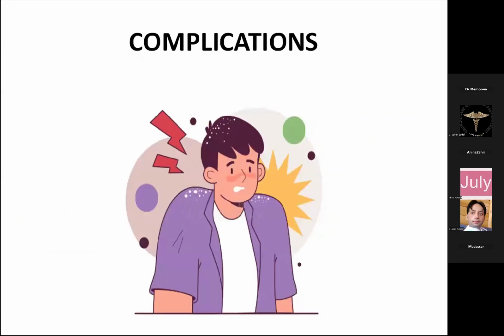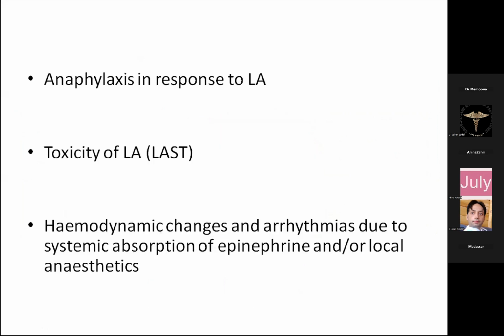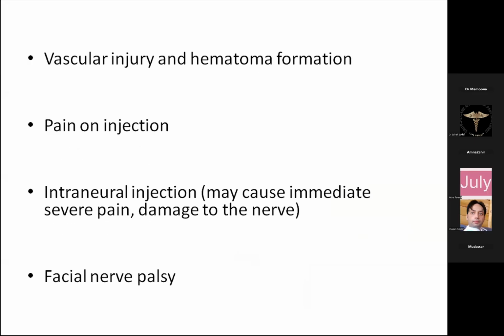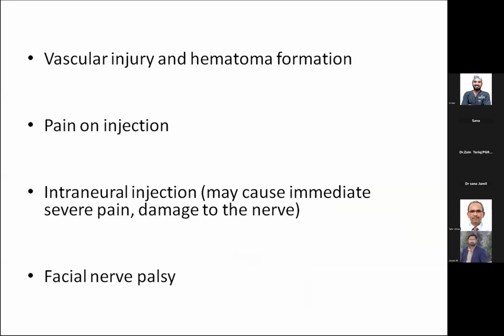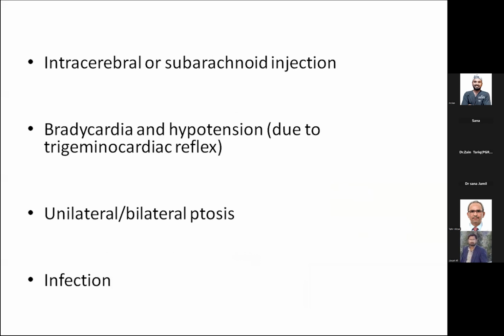Although quite safe, the scalp block for craniotomy is still an intervention and it is associated with some complications. For example, anaphylaxis in response to local anesthetics, toxicity of local anesthetic, hemodynamic changes and arrhythmias due to systemic absorption of either epinephrine or local anesthetics, vascular injury, hematoma formation, pain on injection, intraneural injection, facial nerve palsy, especially associated with auriculotemporal nerve block.